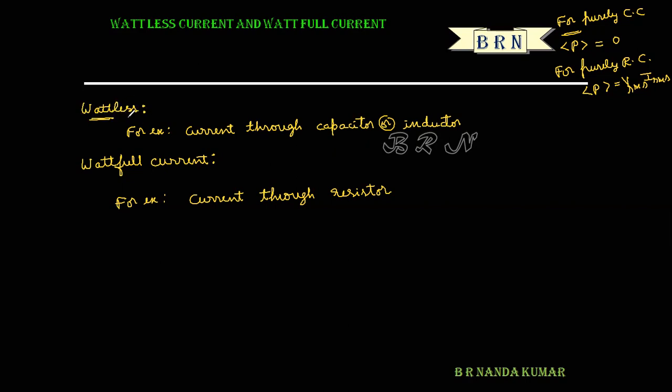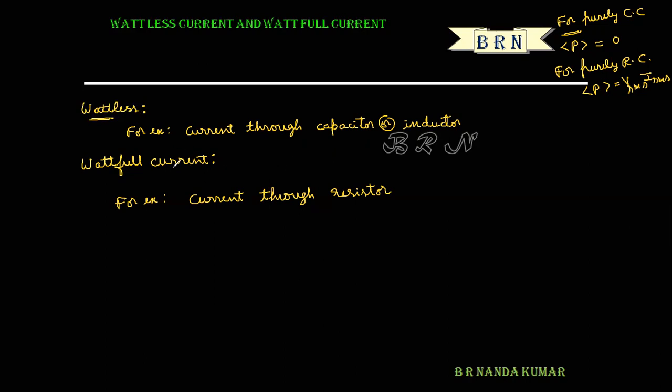What is the meaning of wattless current? Current flowing through a circuit containing only a capacitor, because for a purely capacitive circuit or a purely inductive circuit, no power loss takes place, right? Power is measured in terms of watt. Wattless means no power loss takes place. Wattful means a power loss takes place. So wattless current means current flowing through a circuit containing only a capacitor, because there is no power loss across a capacitor, or current flowing through a circuit containing only an inductor. That is also wattless, because there is no power loss across the inductor.